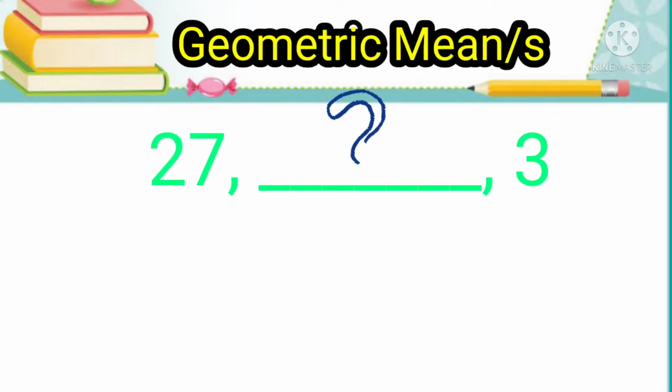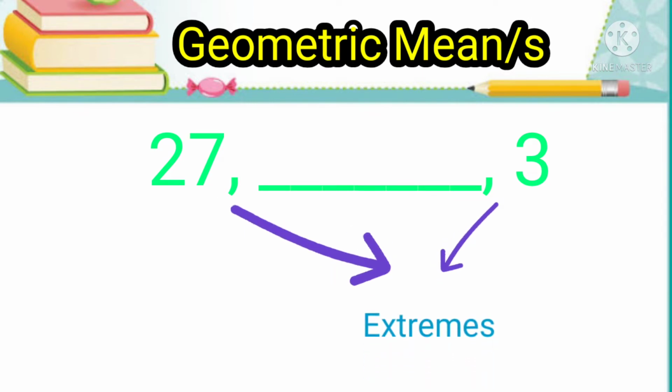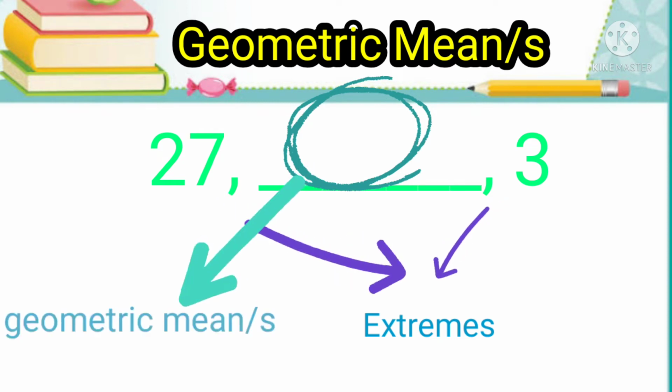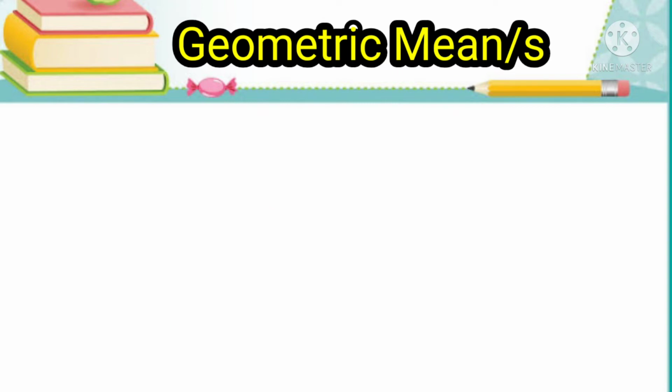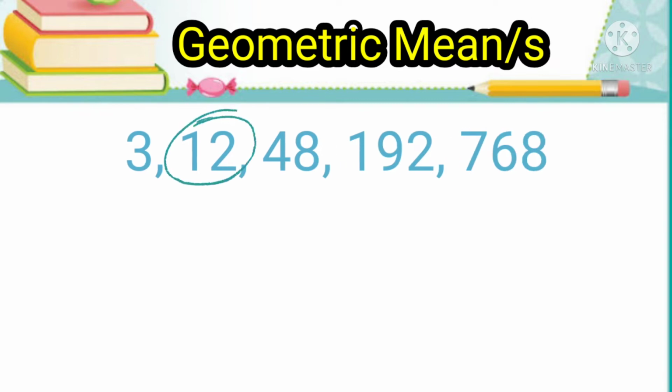How can we solve this problem? The given terms are the first and last terms. These terms are called the extremes, and the term or terms in between the extremes are called geometric mean or geometric means. In the geometric sequence 3, 12, 48, 192, 768, 12 is a geometric mean between 3 and 48.